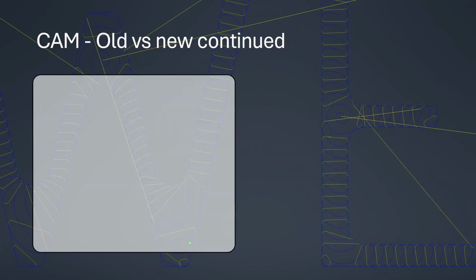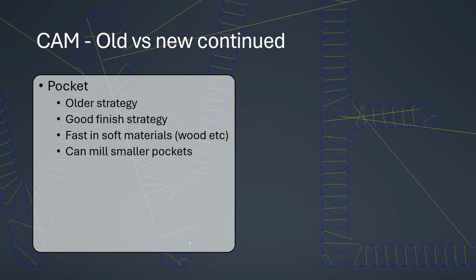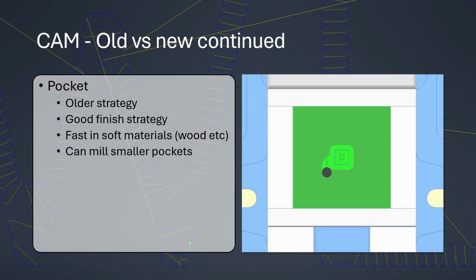Yes, old version continued. Pocket is an older strategy, and you could perhaps call that an old style. It's a good finishing strategy though, and it's very fast in soft materials where you can go as much and quick as you want, and it can be smaller pockets. Truth is that more modern ones, when it's a slot and it's exactly the width of the end mill, then you can't really do the modern stuff, and you have to go back to pocket and stuff. So that would look like this.